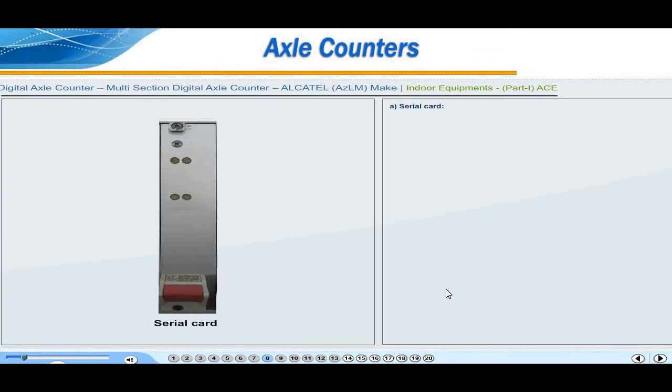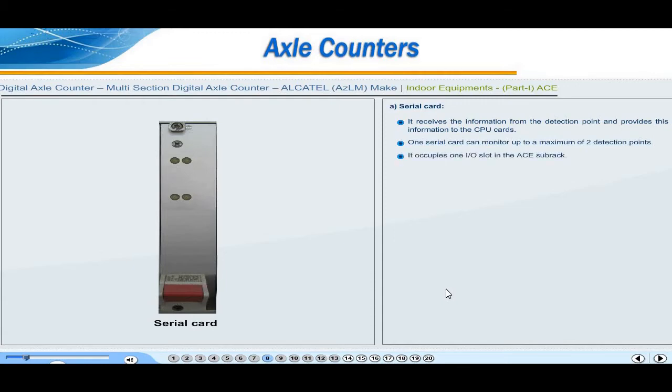Serial card. It receives the information from the detection point and provides this information to the CPU card. One serial card can monitor up to a maximum of 2 detection points. It occupies one input-output slot in the ACE subrack. The serial input-output interface consists of 2 independent ISDN links.